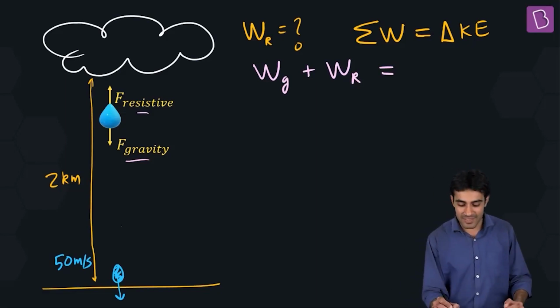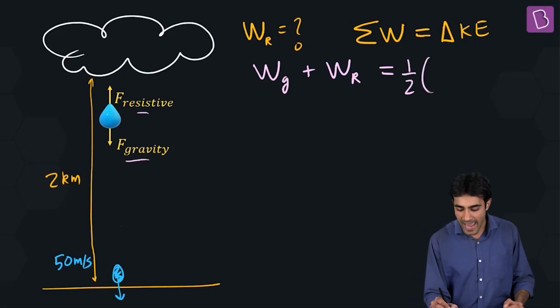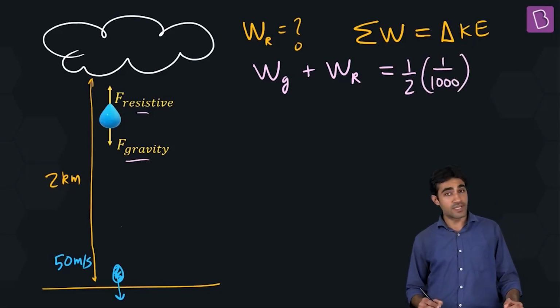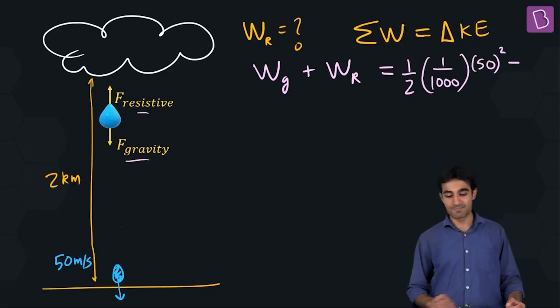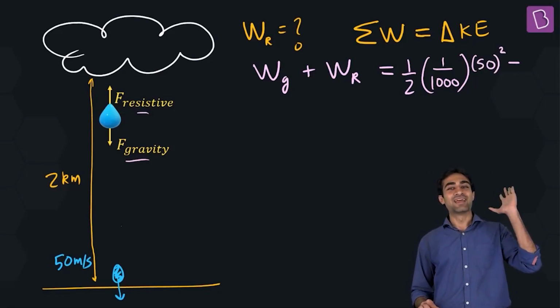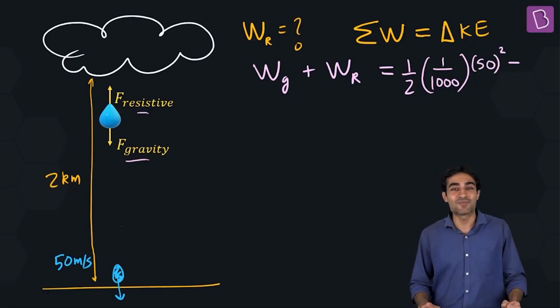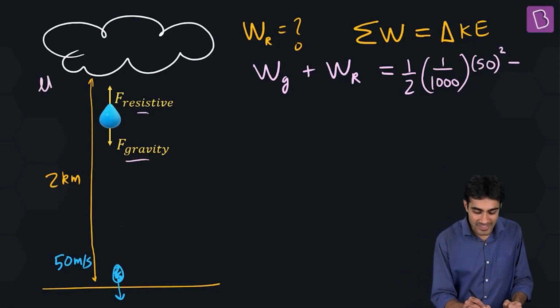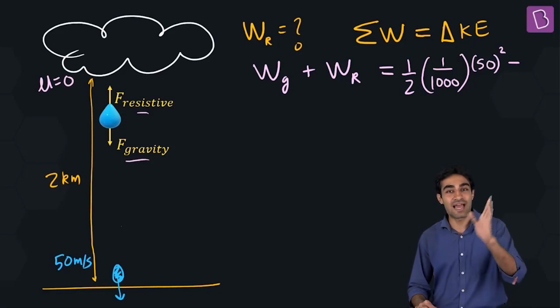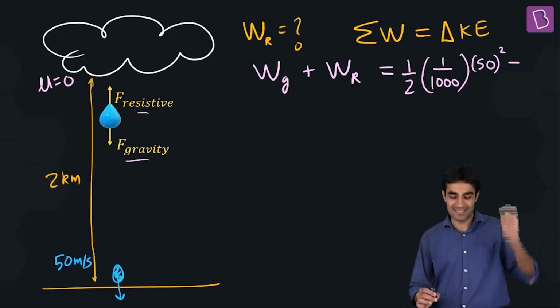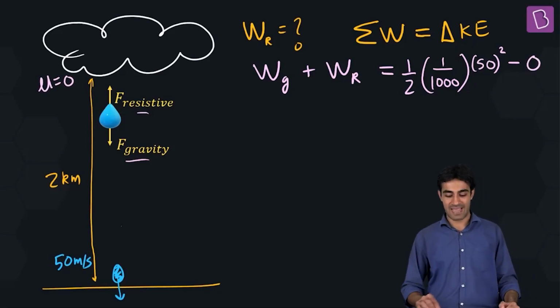The final kinetic energy will be half m. Mass was 1 gram, so we can write it as 1 upon 1000 kg, half mv square. Final velocity is 50, so 50 square, minus initial kinetic energy. Now, what is the initial kinetic energy of this drop? It leaves the cloud with zero initial velocity. So, what is the initial kinetic energy? Yes, it is 0. Okay.